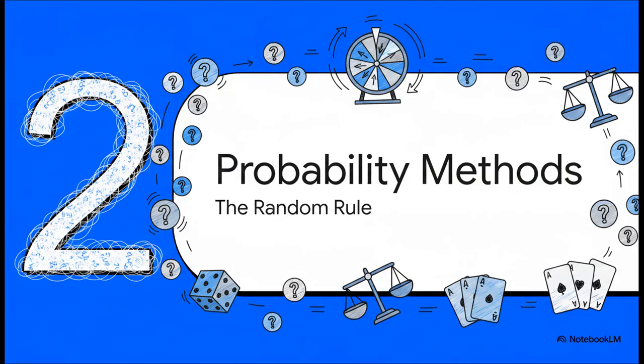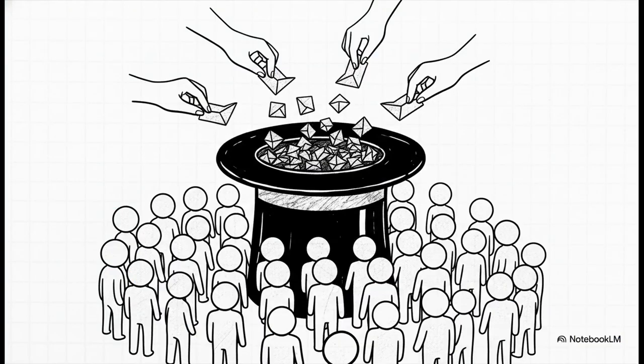Okay, moving into Section 2, probability. The random rule, or basically ensuring an equal chance for everyone. Let's dive into this. Let's start with the most basic form of this: simple random sampling. This literally puts everyone on a completely equal playing field. It's often called the chance or lottery method. Imagine putting the names of everyone in your dorm building into a giant hat and just pulling out 5 names. Everyone has the exact same chance of being picked.